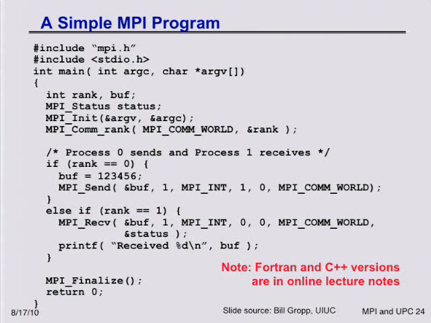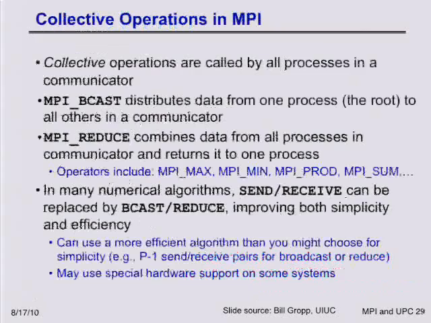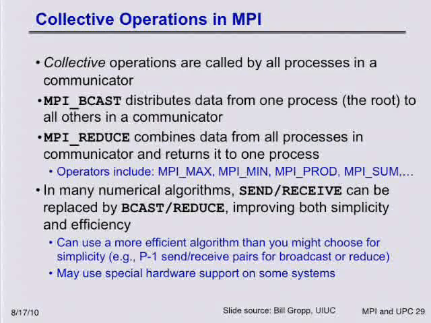The other thing that's very popular in writing MPI programs is what are called collective operations. They're named collectives because you're getting all the processors together to do a particular operation. The simplest examples are broadcast and reduce. When you do a broadcast, all the processors get together, one of them sends data, and all the others receive the data. And MPI reduce is just the opposite.